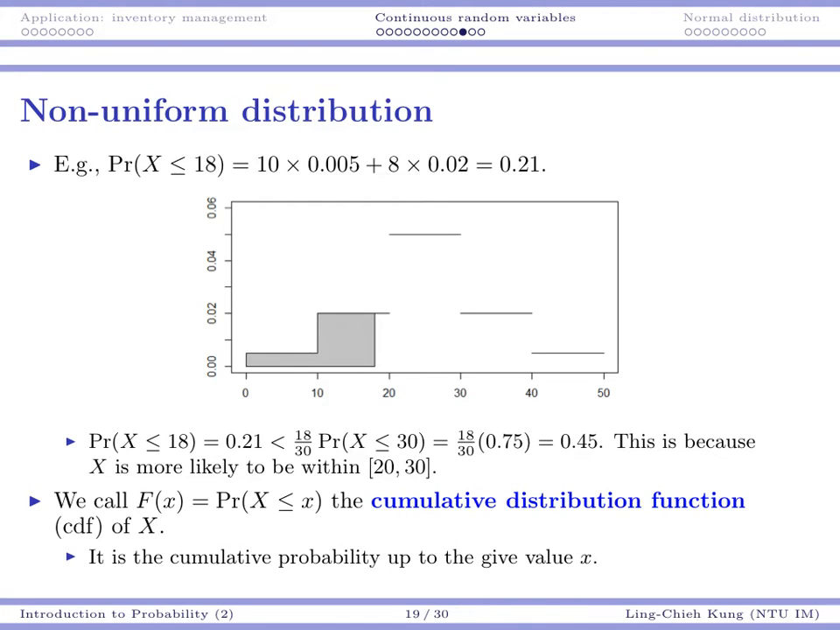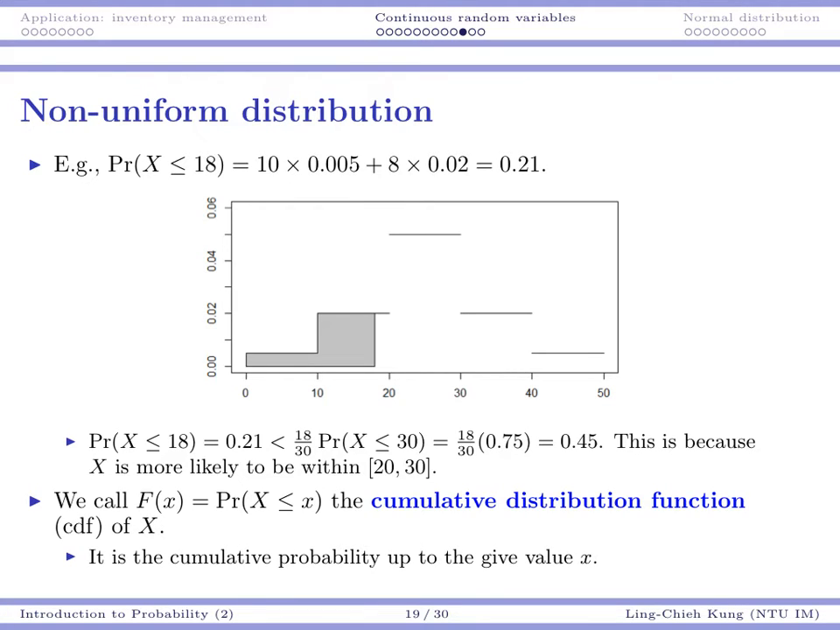Very quickly, as another example, the probability for x to be less than or equal to 18, again, is the area below the curve, or below the PDF, from 0 to 18. So again, we have two rectangles. The first one is still 10 times 0.005, and for the second, the width is now only 8, and the height is still 0.02. So we sum them up, we get 0.21. That's the probability for x to be less than 18.